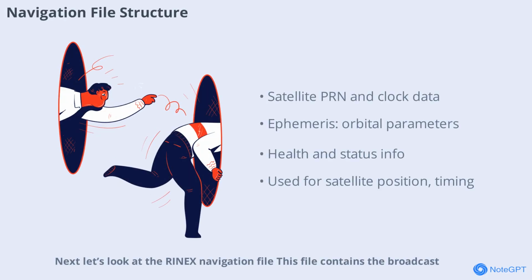Next, let's look at the RINEX navigation file. This file contains the broadcast navigation message parameters sent by GPS satellites. These parameters are essential for determining the satellite's position and clock corrections at any given time. The navigation file includes the satellite's PRN number, clock coefficients, orbital parameters, and satellite health status.